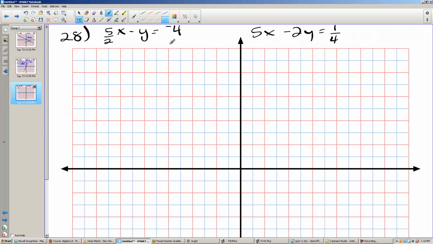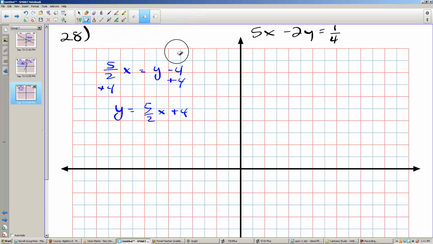We have this last quick set, number 28, and we want to solve it for y again. So I'm going to add y to both sides to make it positive. That gives me 5 halves x equals y minus 4. So I'll add 4 and get y equals 5 halves x plus 4.